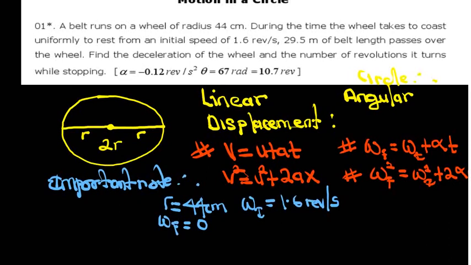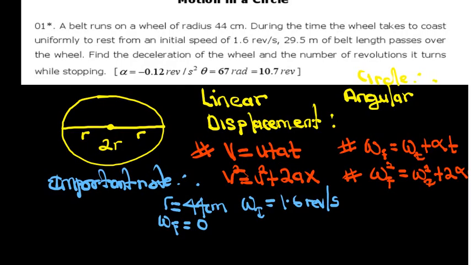All right, so this is the data that has been given. The first part of the question is asking us to do what? Find the deceleration of the wheel and the number of revolutions it turns while stopping. So how do you find this number of revolutions? We need to understand that what we've been given in this question is the linear distance. The linear displacement has been given as 29.5 meters. Then we've been given the angular velocity, which is 1.6 revolutions per second, the initial speed of the wheel. The other thing that has been given here is the radius. So we've collected our work. What are we supposed to do?